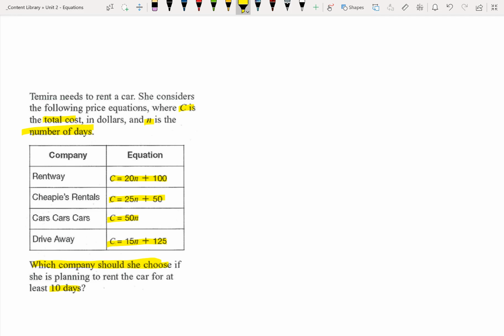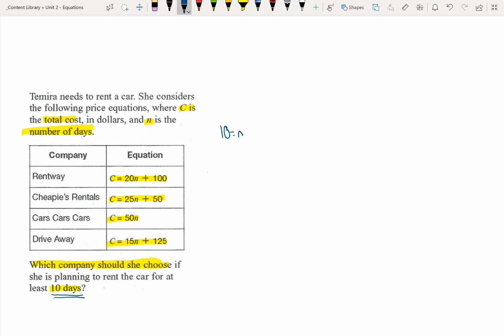Usually when you're picking a company, you want to go with the cheapest or the lowest cost. So we need to find out which company has the lowest cost. Well, luckily we have the equation. We know C is the cost. We just need to know what our N is, similar to the last question. In the second part, it talks about how she's looking for 10 days. So 10 would equal my N, the number of days that you're renting. So for each equation, I need to substitute N with 10 and solve for C, or the cost.